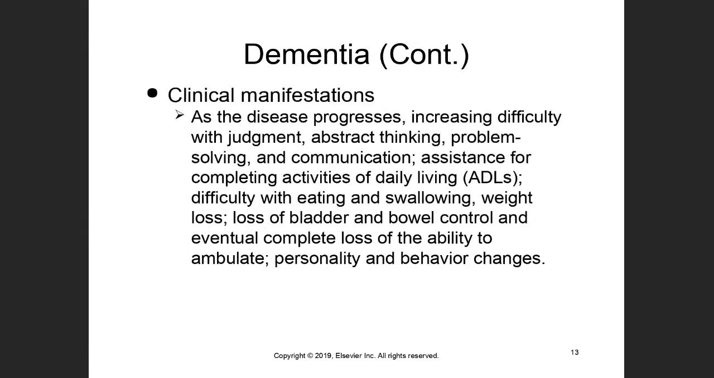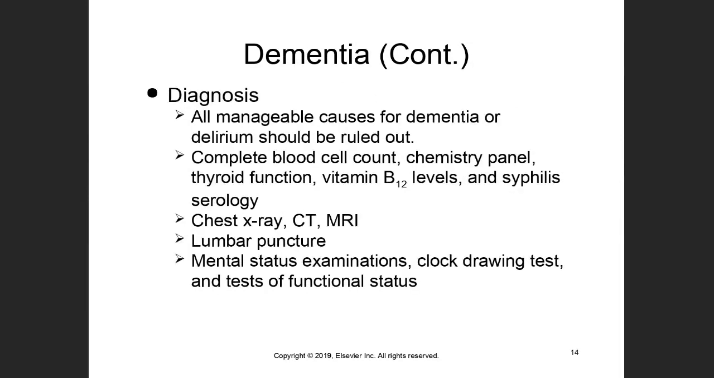Clinical manifestations as the disease progresses: increased difficulty with judgment, abstract thinking, problem solving, and communication. Difficulty with activities of daily living, ADLs, difficulty with eating and swallowing, weight loss, loss of bladder and bowel control, and eventually complete loss of ability to ambulate, with personality and behavioral change.